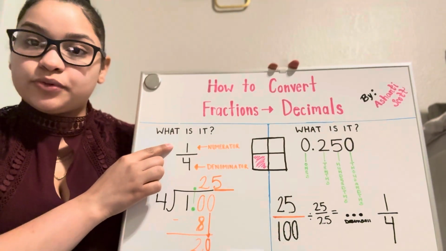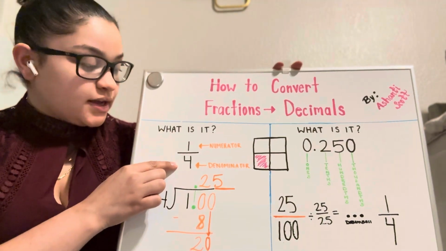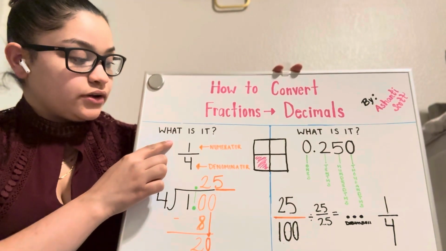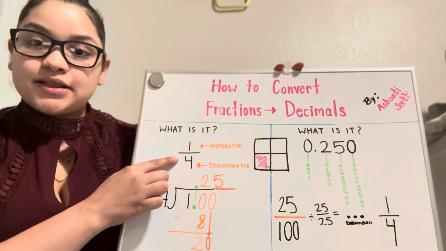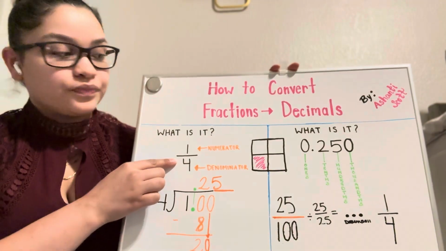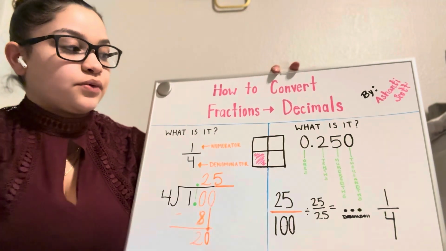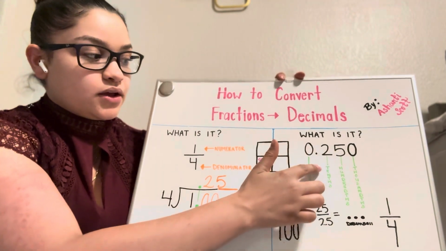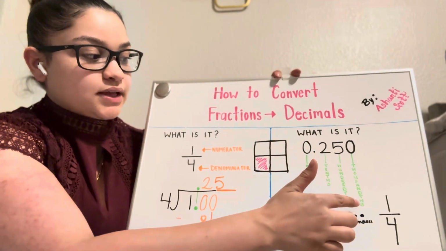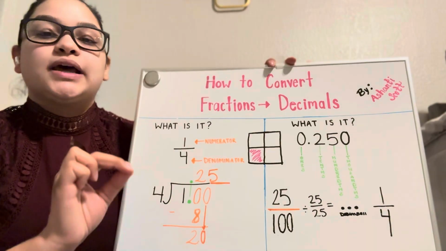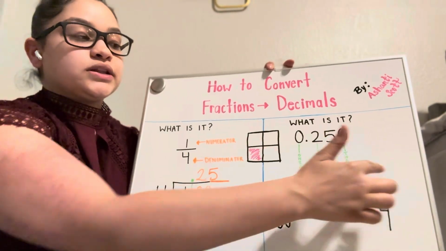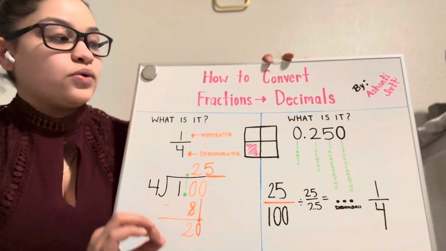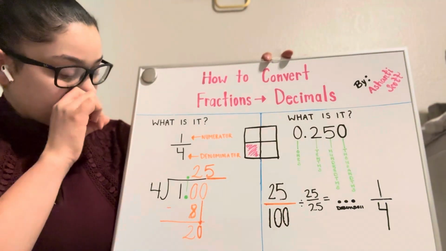Fractions, we have a numerator and a denominator. In this case, our numerator is 1 and our denominator is 4. That makes this fraction 1/4. On our decimal side, we have our ones, where our whole number would be, our decimal point. Then we have tenths, hundredths, and thousandths. Now, do take note, it does go further than this. However, for this example, we're going to stop at the thousandths place.